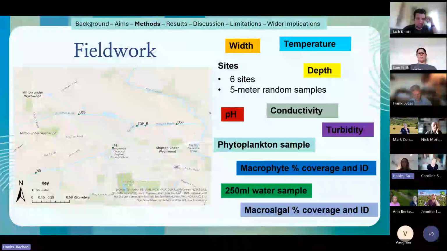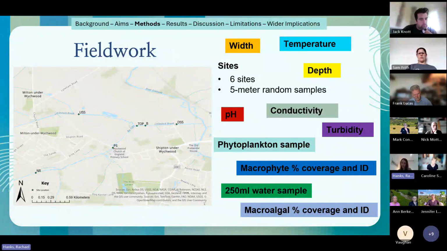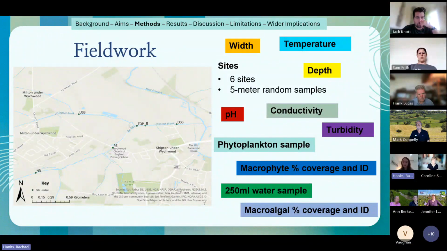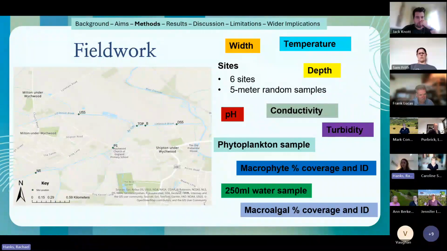So methodology, it's quite a small little figure here. I don't know if you can see it, but I've pinpointed in little green dots the sites where I carried out analysis. So there were 6 sites, split evenly upstream and downstream. So TOP is the outfall pipe on here, and we've got USS upstream and then DSS downstream. And at each site I carried out 5 meter random samples, measured just with a tape measure, the number of which was just dependent pretty much on accessibility and whether I could get permission to access the land, etc.